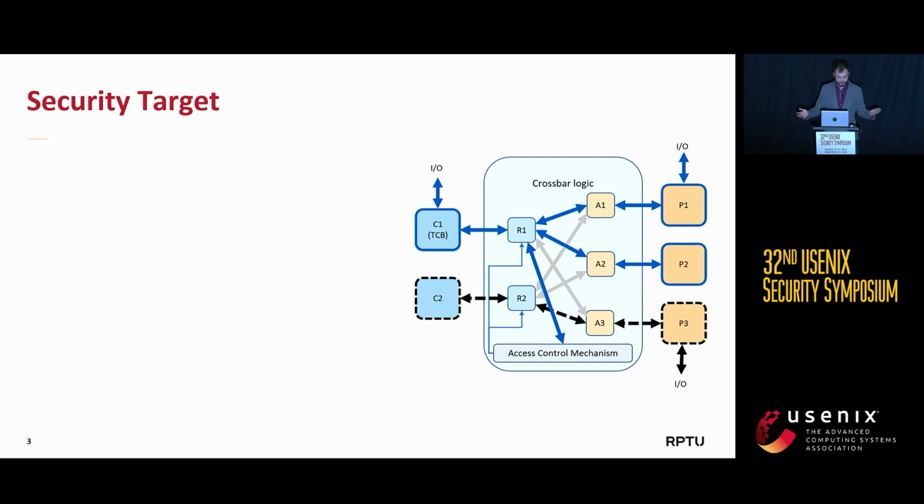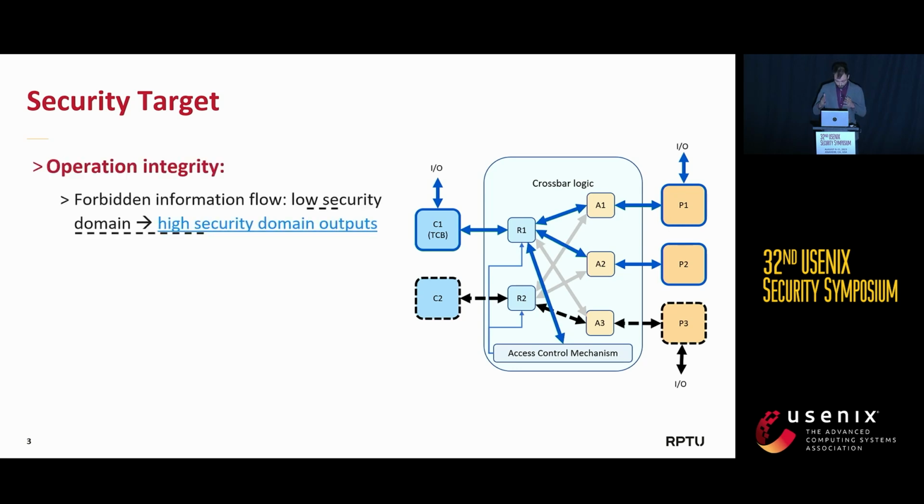And as the session name suggests, we worry here about integrity. Specifically, we're assuming that on the high security domain, we have some security-critical operation going on, which we don't want to be tampered with. So we can express our security target as an information flow restriction and basically say that the low security domain should not in any way influence the visible behavior of the high security domain as seen through its primary outputs.